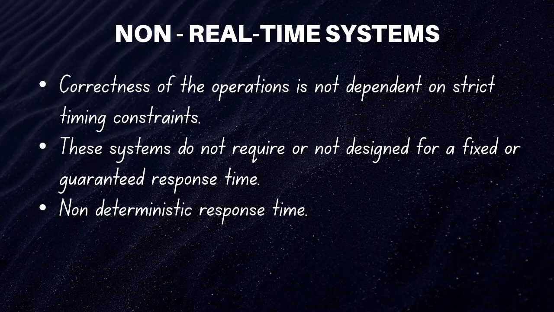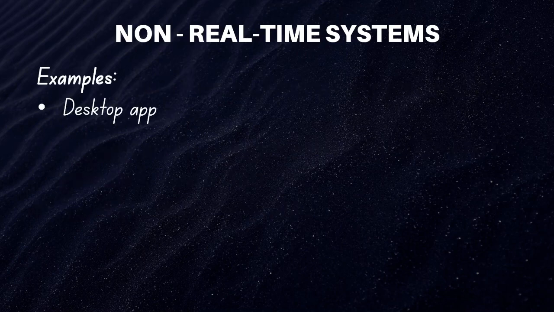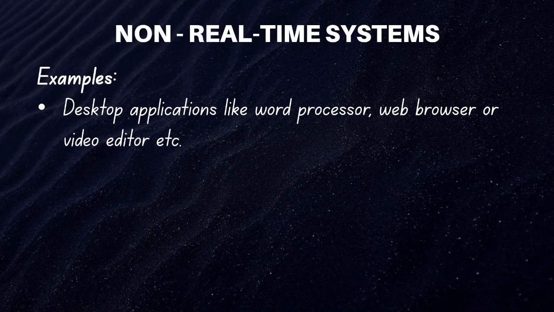Finally, let's understand non-real-time systems. In non-real-time systems, the correctness of the operations is not dependent on strict timing constraints. In other words, these systems do not require a fixed or guaranteed response time. They are not designed for that. Their functionality is correct as long as the system operates correctly, regardless of how long it takes to complete tasks. For example, desktop applications like a word processor, web browser or video editor, etc. We cannot predict how fast a word processor can open or how fast a video editor can finish editing. It can be within a second or it can take several seconds.